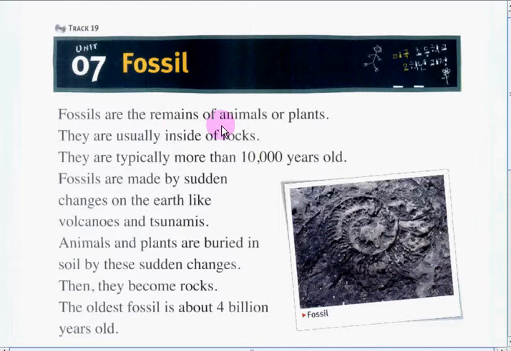Fossils are the remains of animals or plants. They are usually inside of rocks. They are typically more than 10,000 years old. Fossils are made by sudden changes on the earth like volcanoes and tsunamis. Animals and plants are buried in soil by these sudden changes. Then they become rocks. The oldest fossil is about 4 billion years old.